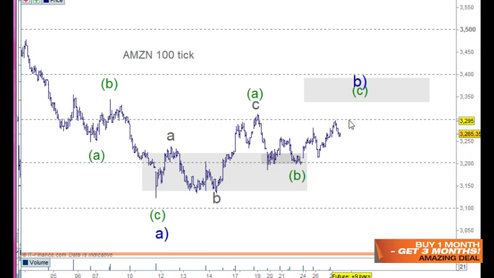So yeah, taking that high out there would play this past an A and a B and a C wave here. So any move above here, you could actually go long from that point. That's with Amazon, and the target would be around the 3,400 there.